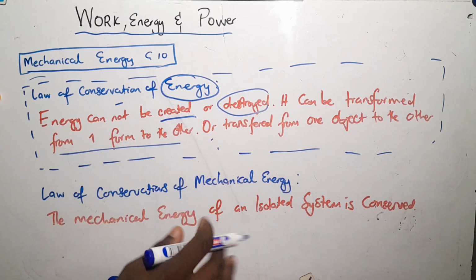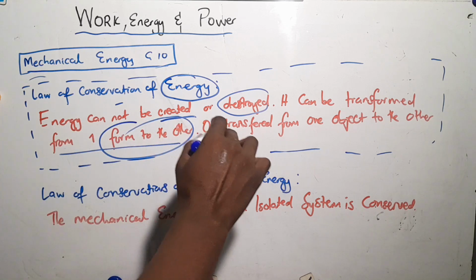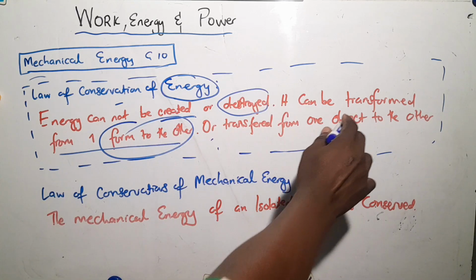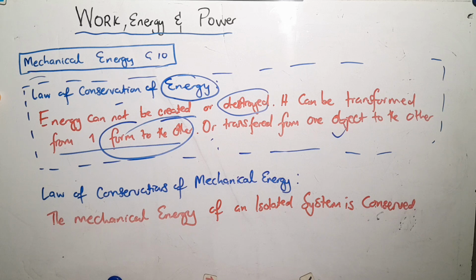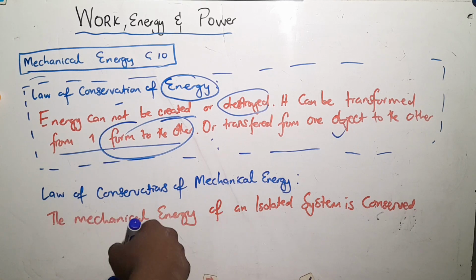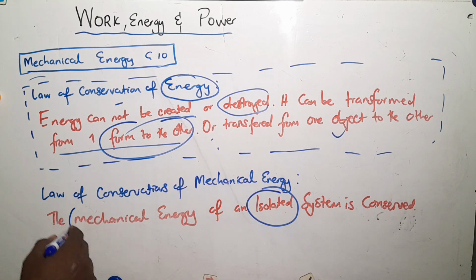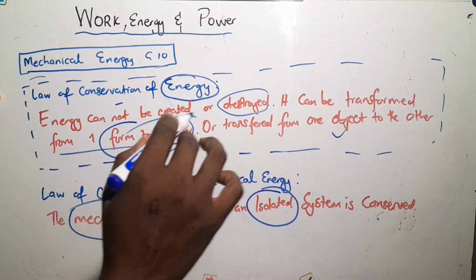So we cannot create energy or destroy energy. We can transform it from one form to the other, or transfer it from one object to the other. We also talked about the law of conservation of mechanical energy. The mechanical energy of an isolated system is conserved.